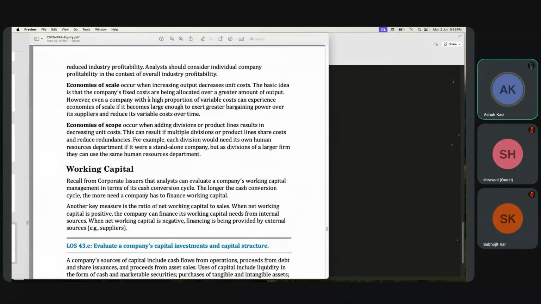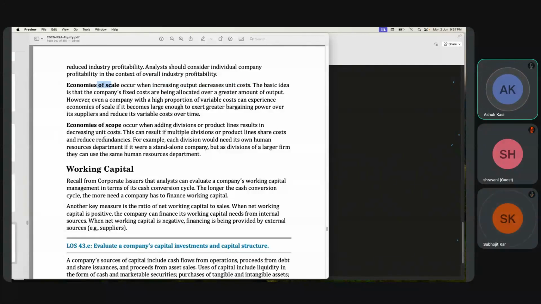Then economies of scale. This is again economics terminology. Economies of scale means having huge volumes of production, and thereby decreasing the fixed cost per unit. Increasing output decreases unit cost. That means you are producing highly with the given plant in the given capacity, so that fixed cost per unit comes down. You understood this term, economies of scale?